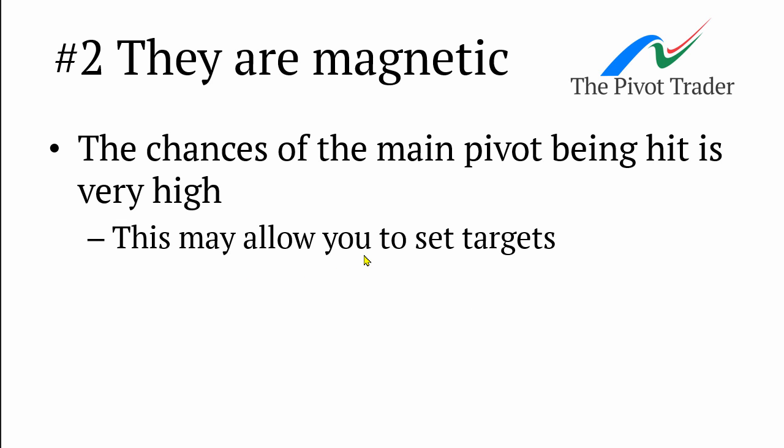Now, of course, knowing that they're magnetic may allow you to set targets. It may also keep you out of position just until it goes and hits the pivot first, if you're looking to trade in a particular direction and it's getting close to it. So it might just help you be on the right side of the trade.